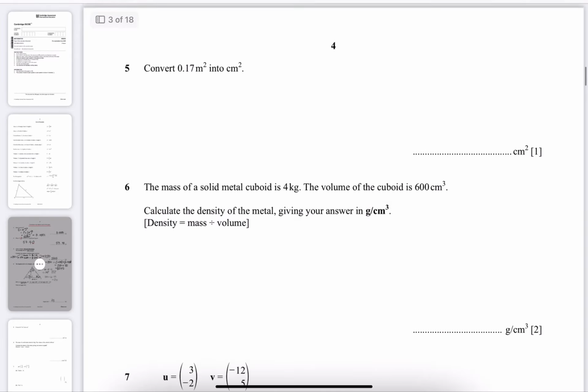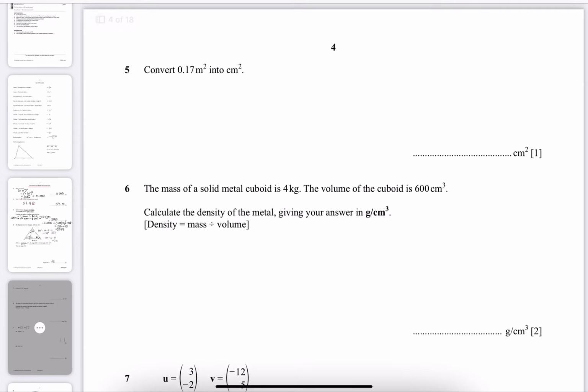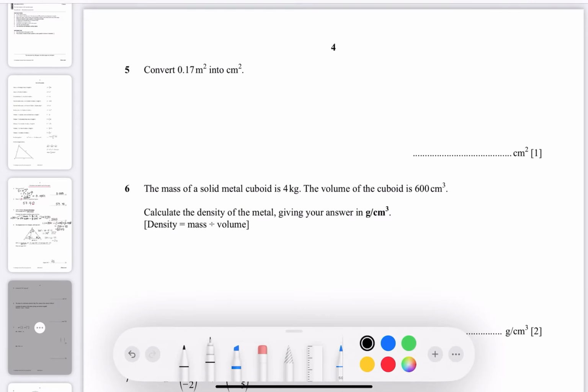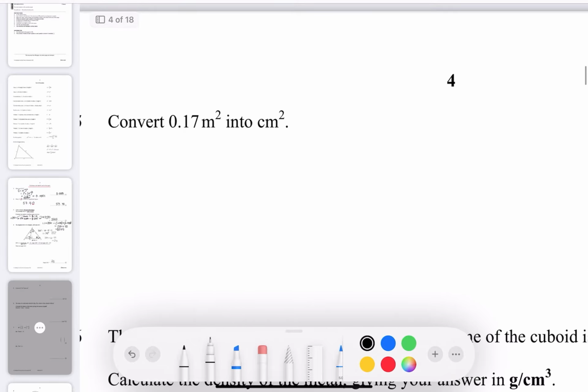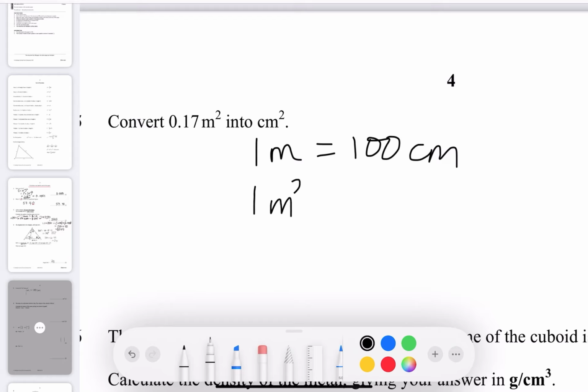Okay, so on to the next question now. Now we're asked to convert 0.17 meters squared into centimeters squared. So the way I would lay this out is, we know that 1 meter is equal to 100 centimeters. And now if we square both sides, 1 meter squared is equal to 100 squared centimeters squared. So we're squaring both sides here. That would give us 10,000 centimeters squared. All we've done here is squared both sides of the equation.